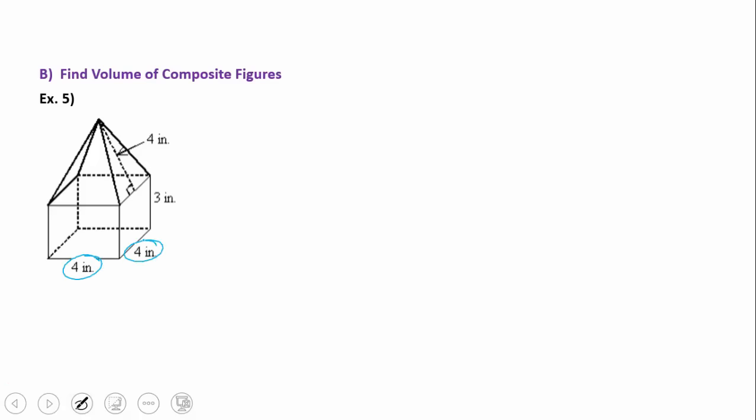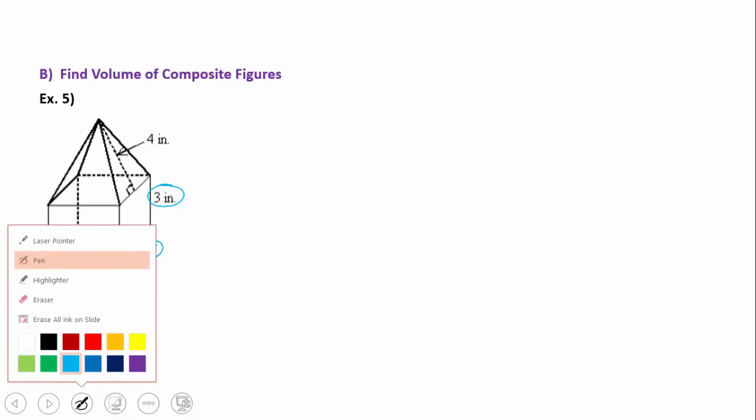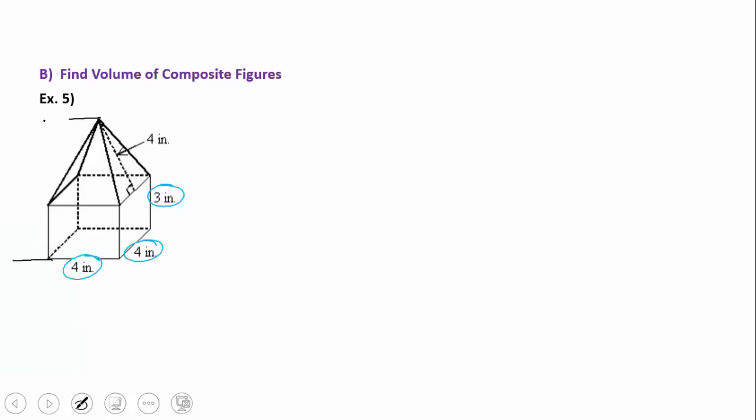Well, it's actually not a cube, because it's not quite a cube. That's 3 there. So it's a rectangular prism. And then we have a pyramid on the top, which does have a square base. I noticed that I left something off, so you're going to have to add this. I left off the entire height of the solid, and that's 6.5 inches. 6.5 inches is the entire height.